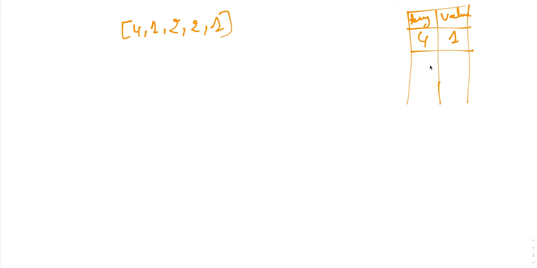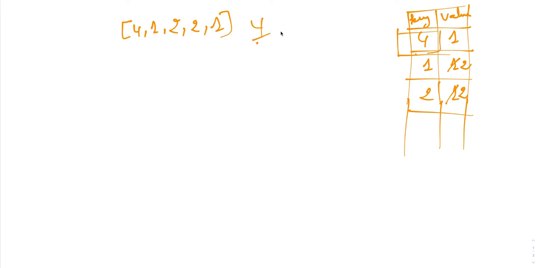Okay, so 1 here, I'm going to put 1, there is only 1. 2, I put 2 here, we only have 1 count. I stumbled upon 2 again, so I'm going to increment this one to 2, and I stumbled upon 1 again, so I'm going to increment this to 2. Then I'm going to check the hash table for the key that has a value of 1. In this case, we have 4. So the answer is 4.